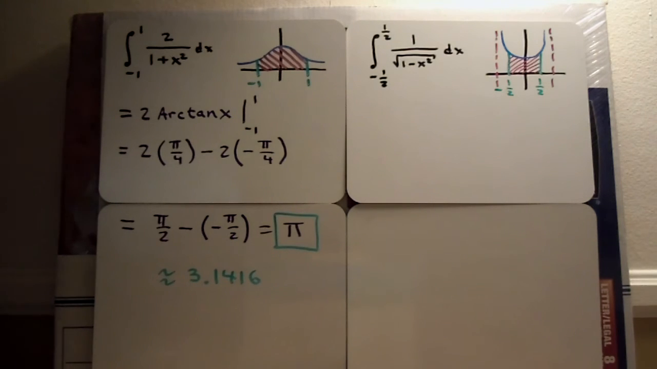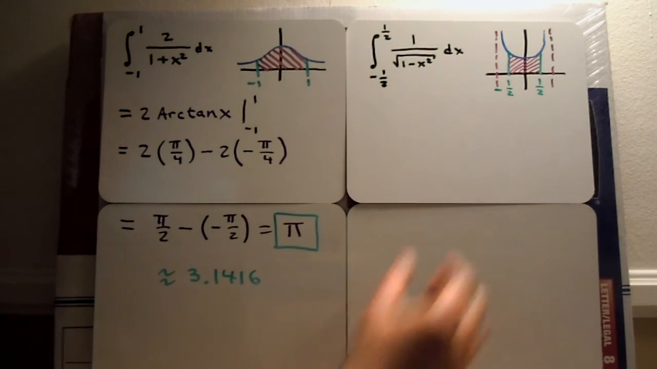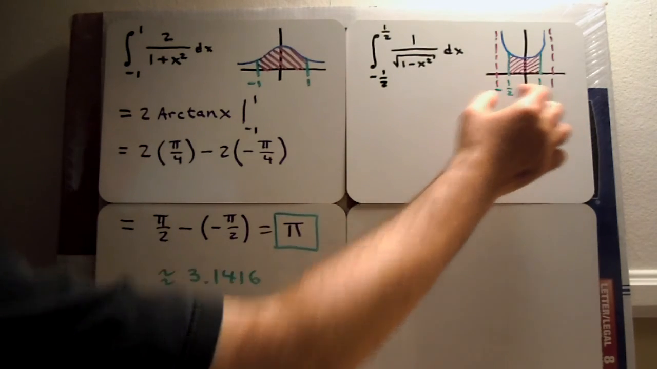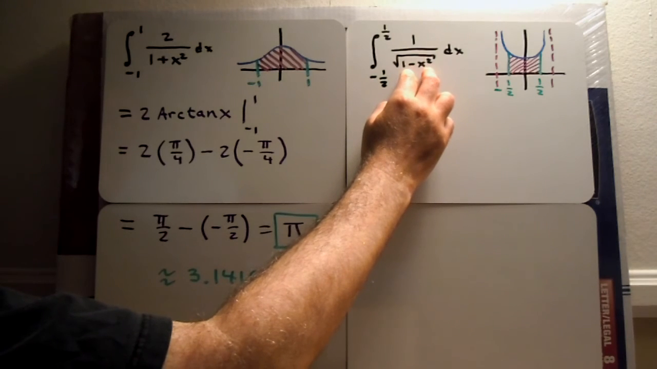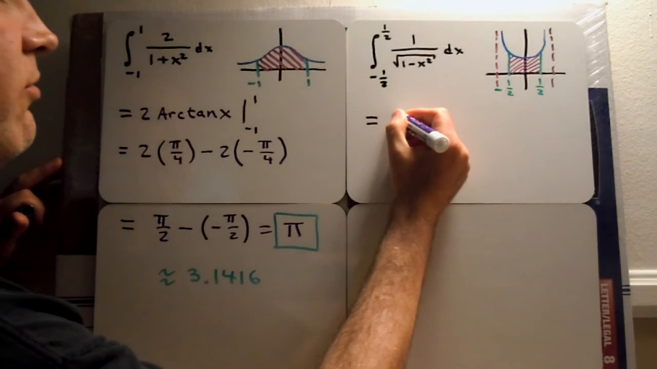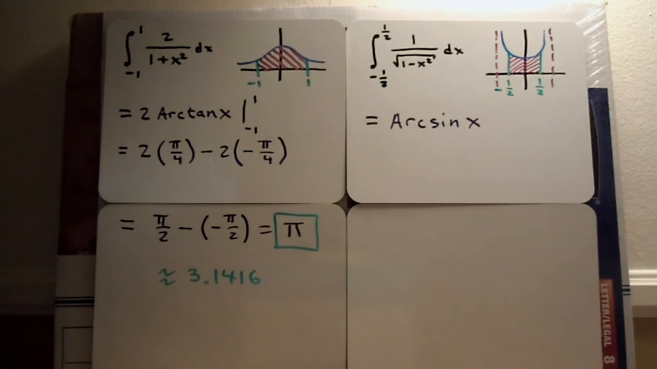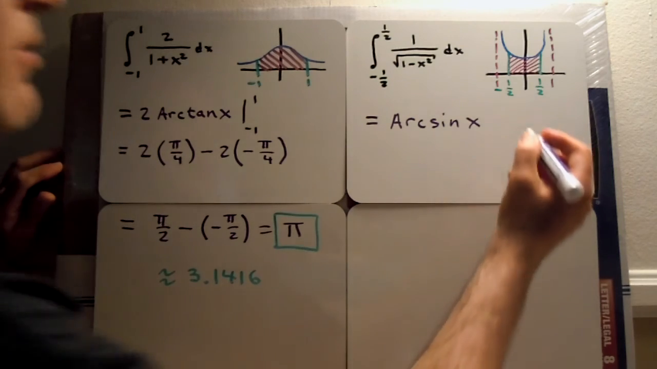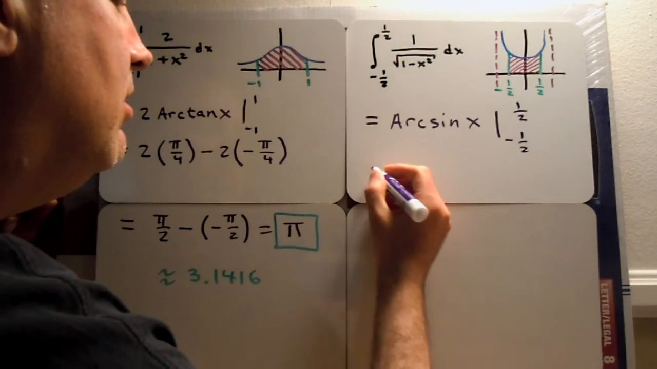In the second example, we're finding the area under 1 over the square root of 1 minus x squared on the interval from negative 1/2 to 1/2. And 1 over the square root of 1 minus x squared, that's the derivative of arc sine. So this is quite simply arc sine of x. And remember that if you're evaluating a definite integral, plus c is not necessary, negative 1/2 to 1/2.